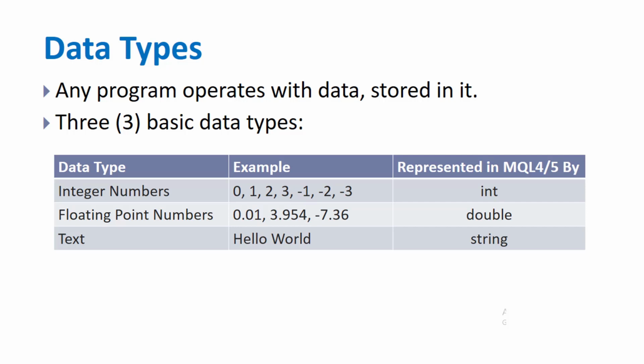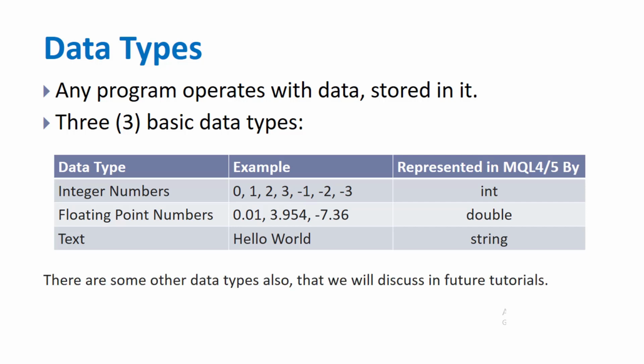Floating point numbers, for example 0.01. They are represented in MQL4 and 5 by the word double. Text data, for example hello world. They are represented in MQL4 and 5 by the word string. There are some other data types also that we will come across in our future tutorials.